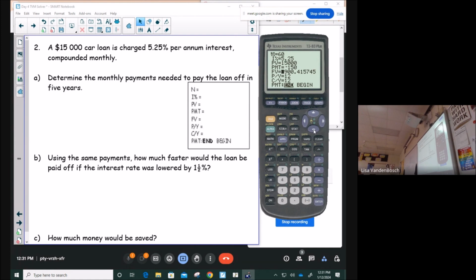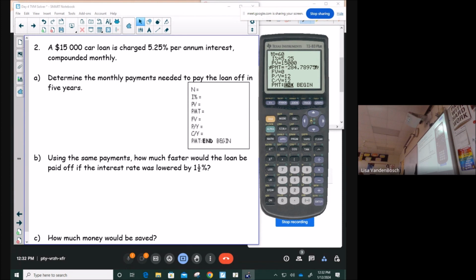Future value. 0. At the end of 5 years, how much do we still want to owe the bank? Nothing. So my future value is 0. And what's my PY and CY? 12, because it's compounded monthly. So we're going to go back up to PMT and we're going to go alpha, enter. Everybody okay getting $284 for your monthly payment?